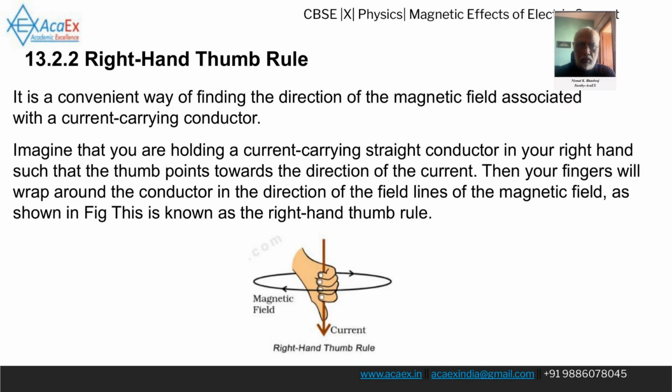Right-hand thumb rule. The right-hand thumb rule is a method for determining the direction of the magnetic field around a current-carrying conductor. It is a convenient way of finding the direction of the magnetic field associated with a current-carrying conductor. Imagine that you are holding a current-carrying straight conductor in your right hand such that the thumb points towards the direction of the current. Then your fingers will wrap around the conductor in the direction of the field lines of the magnetic field. This is known as the right-hand thumb rule.